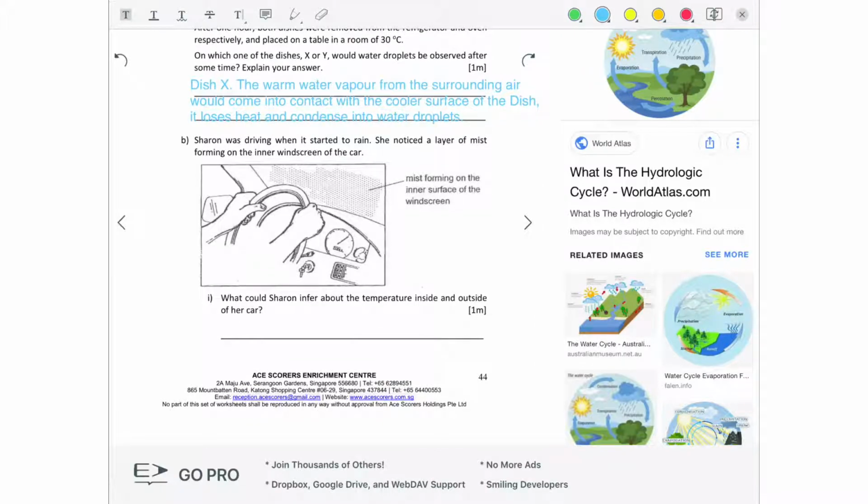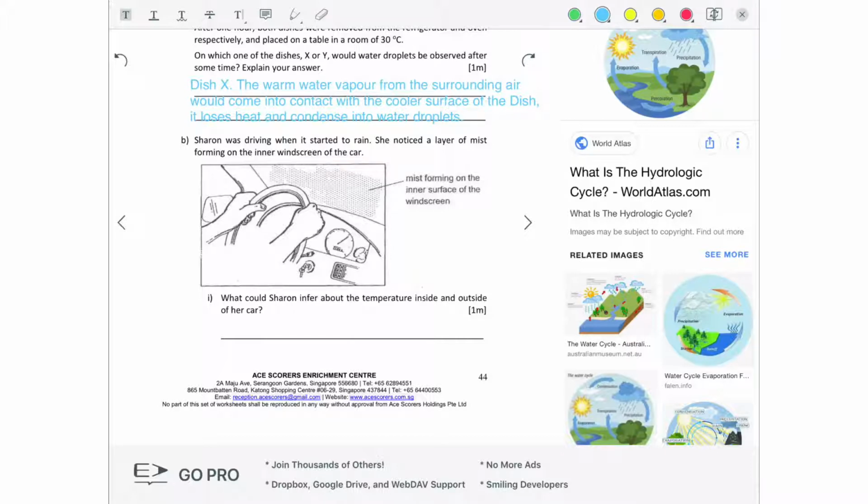So Sharon was driving. When it started to rain, she noticed a layer of mist forming on the inner surface. So this is the inner surface. What could Sharon infer about the temperature inside and outside? Temperature outside is warmer? Nope. The mist is inside, no? Okay, look, I got an example for you. Where's the mist? Inside, no? Why is it inside? Because outside is cooler than the inside, right?